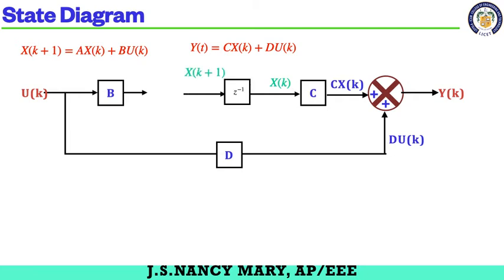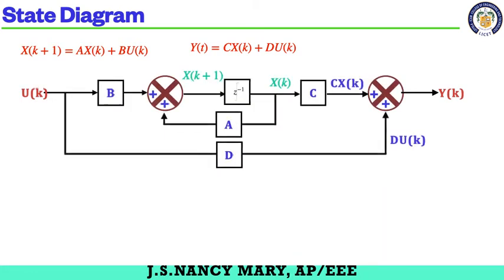And then before x of k, I can add a unit delay so that x of k plus 1 becomes x of k. Now for x of k plus 1, I can add a summation which gives me A of x of k plus B of u of k. So the same thing I have given here.